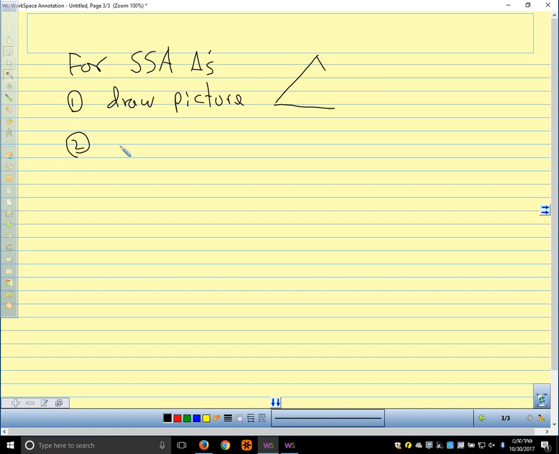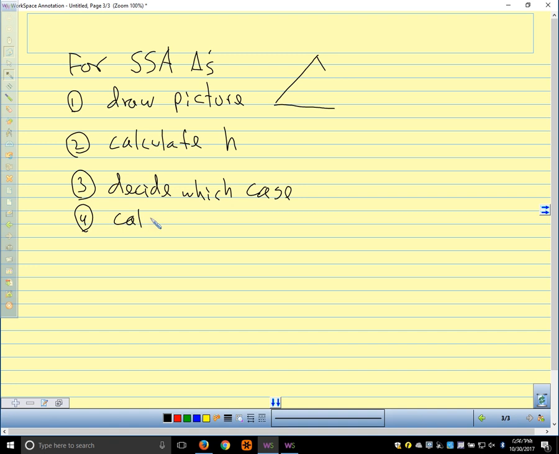Two, we need to calculate the height. So we calculate the height based on the information we have. From that information, we decide which case we have. Do we have one triangle? Do we have no triangle? Do we have two triangles? And then, depending on which case, we calculate appropriately.